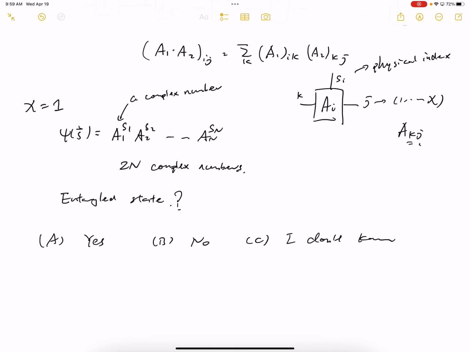Okay, so you can think about this. In this case, the many-body wave function is just a product of numbers, and there are actually two complex numbers because the upper index s_i can be either 0 or 1. So can we actually represent an entangled state for this n-qubit system in this way? Yes or no?